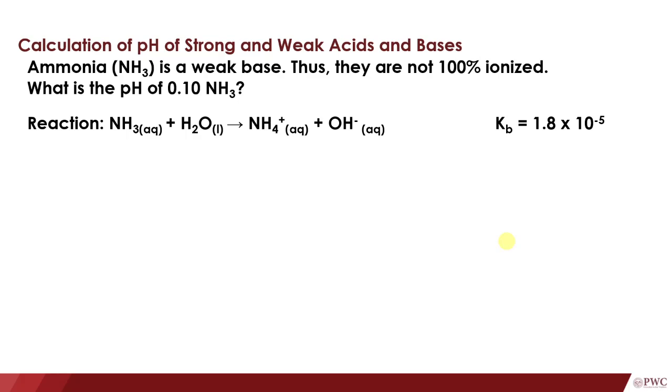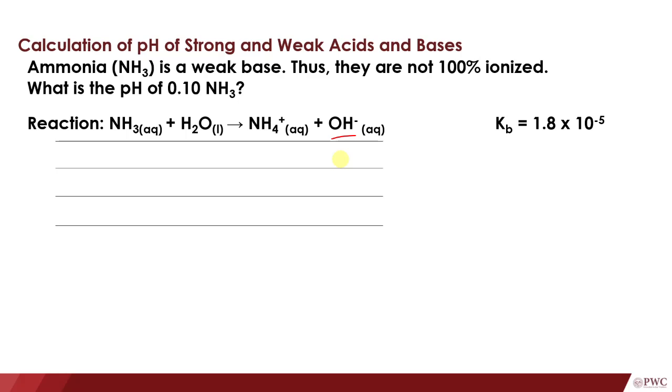We have ammonia. Ammonia is a weak base, thus they are not 100% ionized. Let's determine the pH of 0.10 molar of ammonia. So the same thing as before. Since this is a base, we can only calculate for the OH. Then after the OH, we'll get the POH. Then after the POH, we can calculate now for the pH. So first, we need to determine our OH minus concentration here, and we can do that by an ICE box.